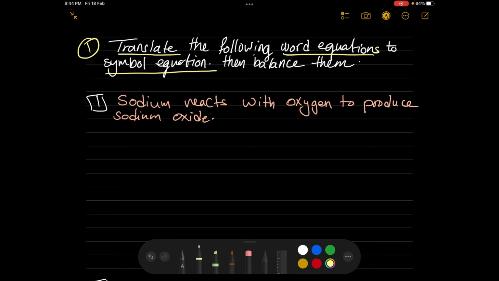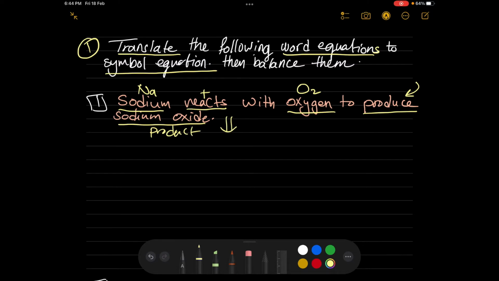It means that you're given a text in here, and this text describes a reaction. So this text says sodium, which is Na, reacts, which means plus, with oxygen. You just remember oxygen looks like O2. To produce sodium oxide, which is the product. How can I translate all of these issues to a simple equation?